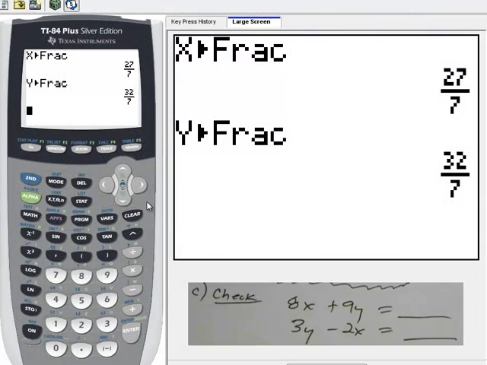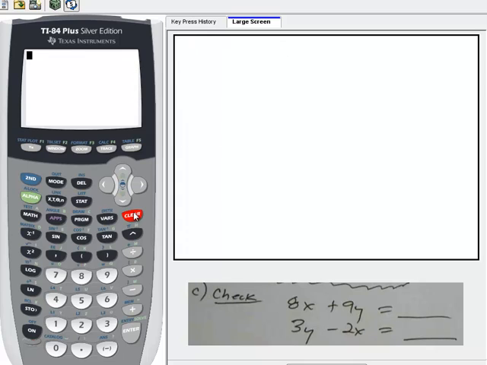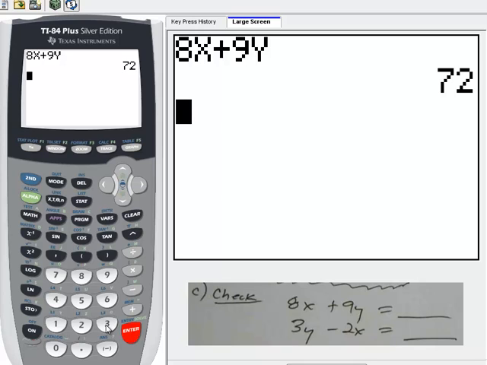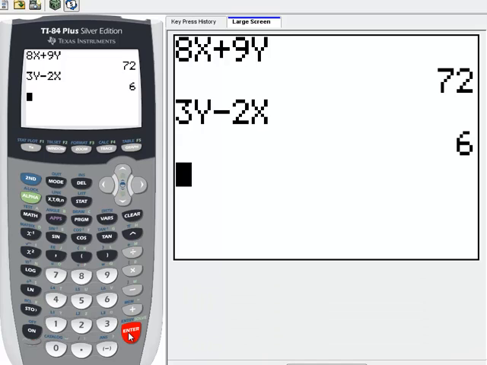Okay, at the calculator, we might just clear the home screen here. And let's proceed with the first left-hand side. That's the 8x plus 9y and push enter. 72. Oh, good. Okay, just like the original equation. That's one of our checks. Now for the second one, we have 3y subtraction 2x. And enter. 6. Just as in the first original equation.